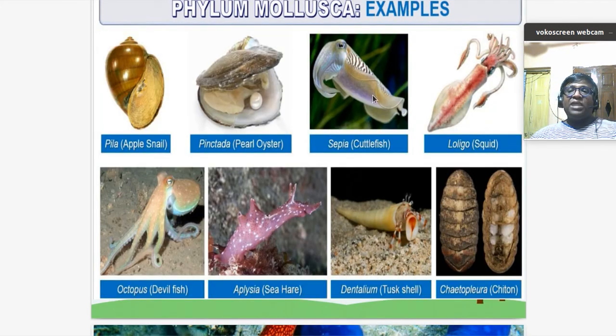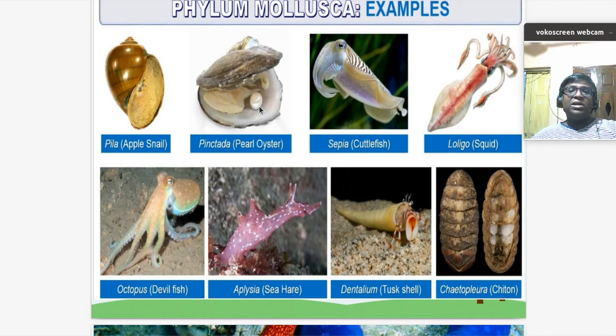So the examples for phylum Mollusca are the Pila or apple snail. Pinctada is pearl oyster. So this is the pearl. Many of us and our poets say that whenever the rain droplets fall, if the pearl oyster is open and the rain droplets fall into it, they are going to develop to form the pearl. That is a wrong concept. It doesn't happen because they are found at the bottom of seas. The rain droplet cannot penetrate into the sea water and reach the bottom. They are already surrounded by water which would have entered. So the pearls are formed out of irritation.